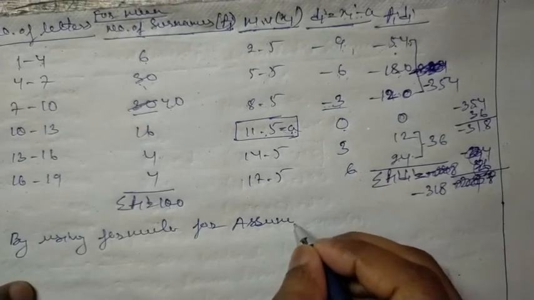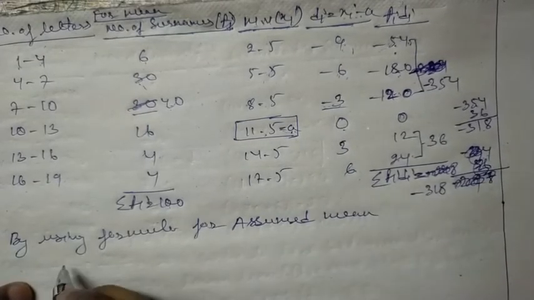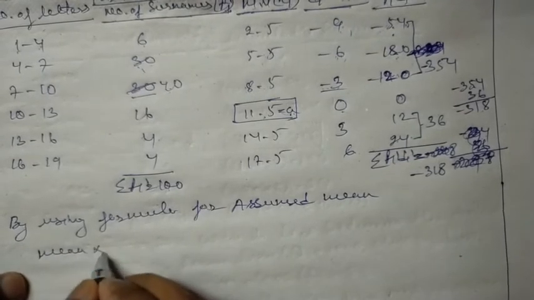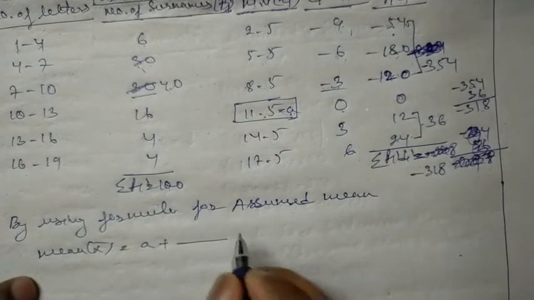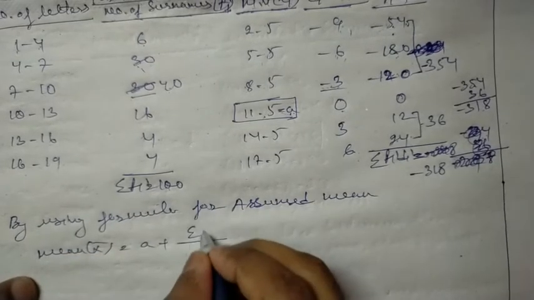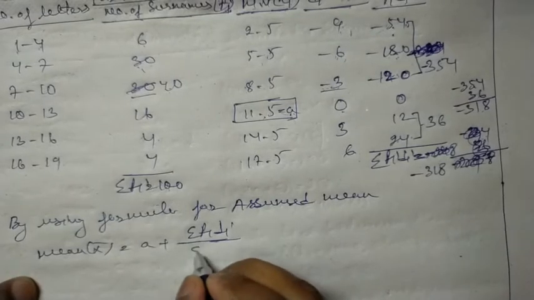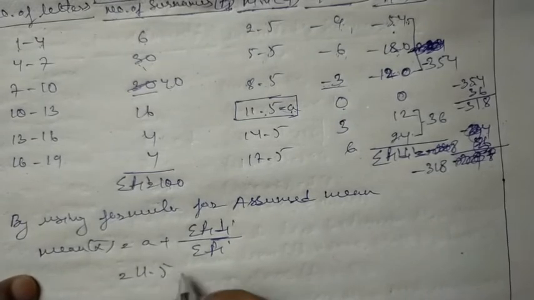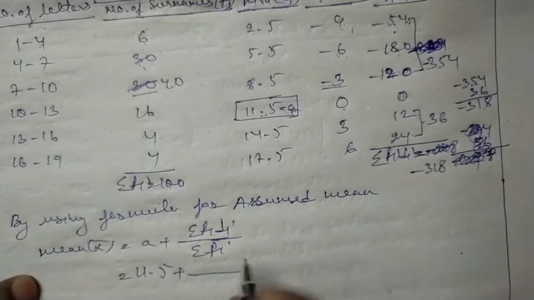Assume mean. Mean is equal to a plus sigma Fi di divided by sigma Fi. What is our a? 11.5. This is our a. What is sigma Fi di?